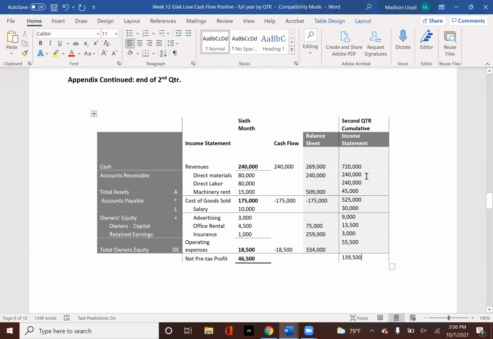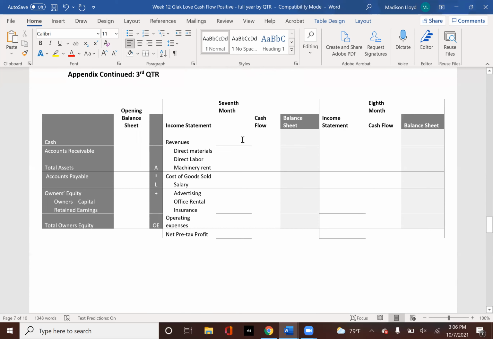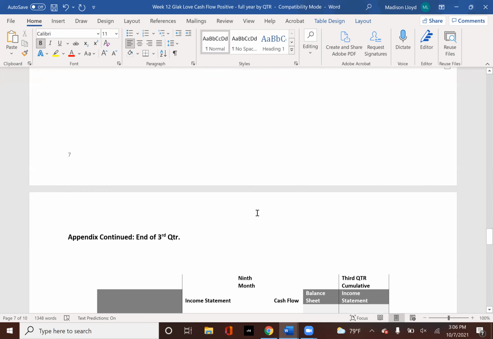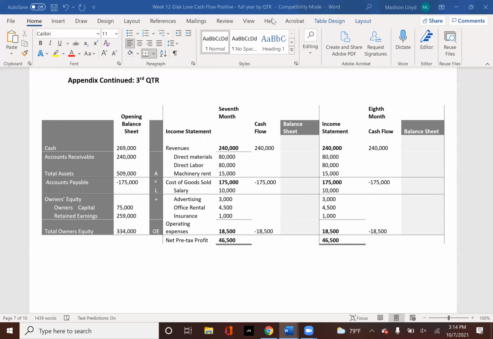Yep. Okay. So that is our second quarter cumulative. That's how I got all of these. And like I said, these values correlate with these words right here. So our cumulative for those. Move on down to our third quarter. I'm going to fill in all of our income statement values right here in these columns because they're going to be the exact same as the previous ones. Okay, so here we'll start on our third quarter.